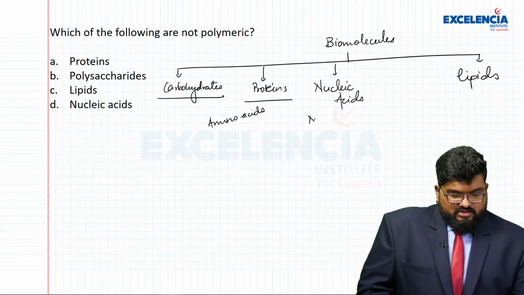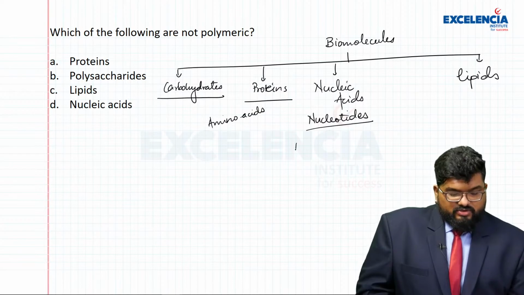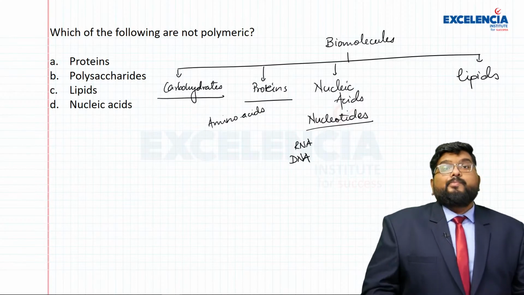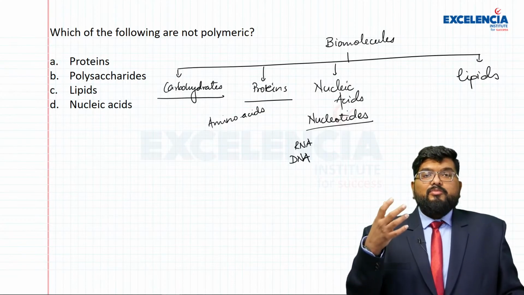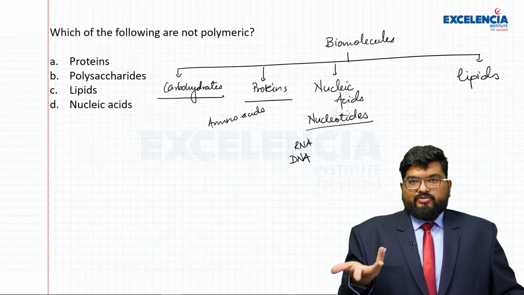Nucleic acids have building blocks called nucleotides. So even if we talk about RNA or DNA, both of these are polymers of nucleotides, right?